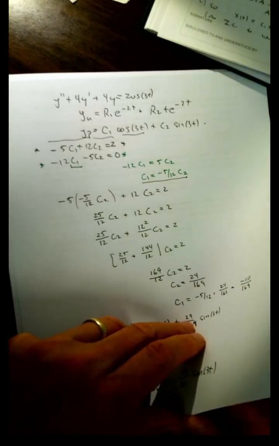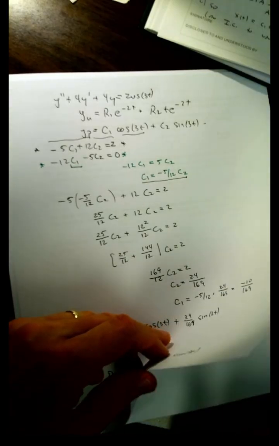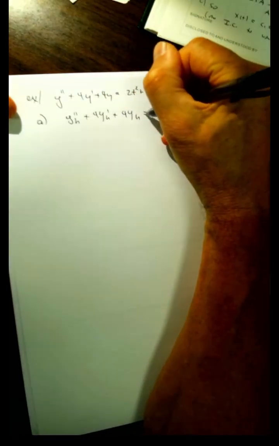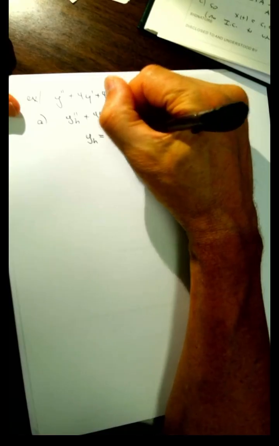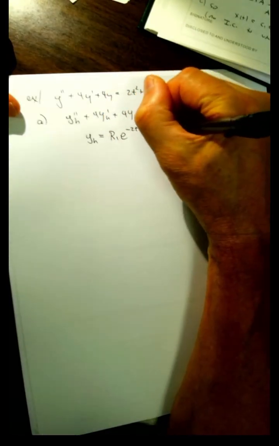Another example. Let's go with y double prime plus 4y prime plus 4y is 2t squared plus 2e to the 3t. Homogeneous solution: I replace the right-hand side with 0. And again, this is the exact same equation we had before. So my homogeneous solution is going to be the same thing. It's going to be r1 e to the minus 2t plus r2 t e to the minus 2t.